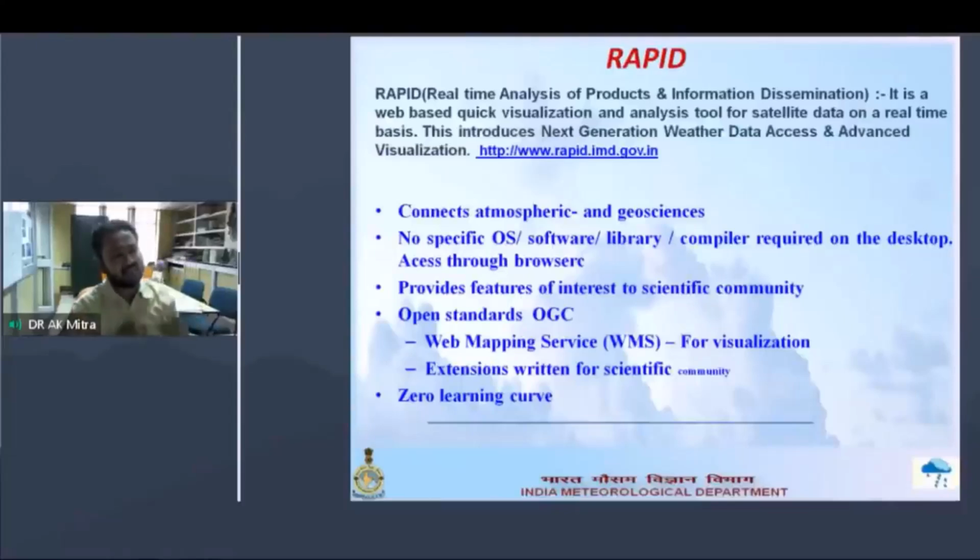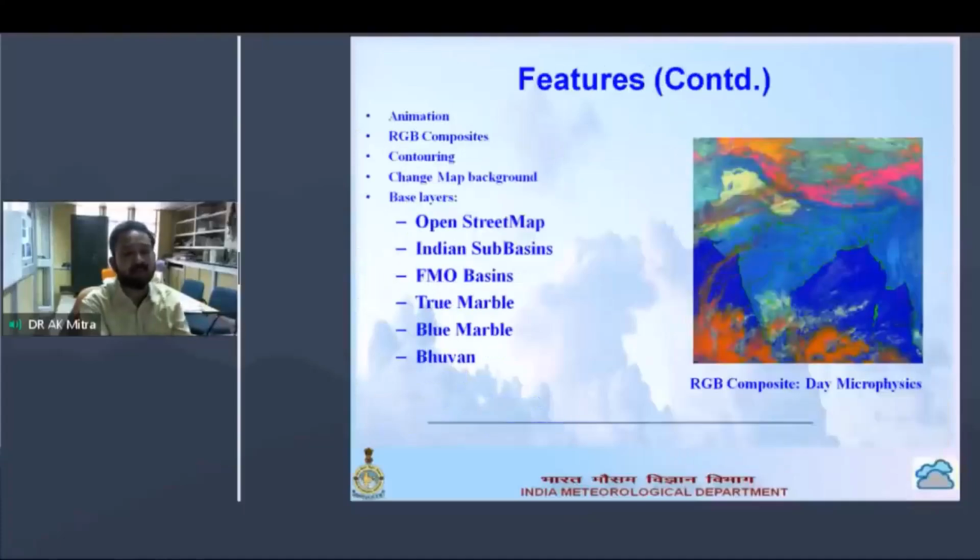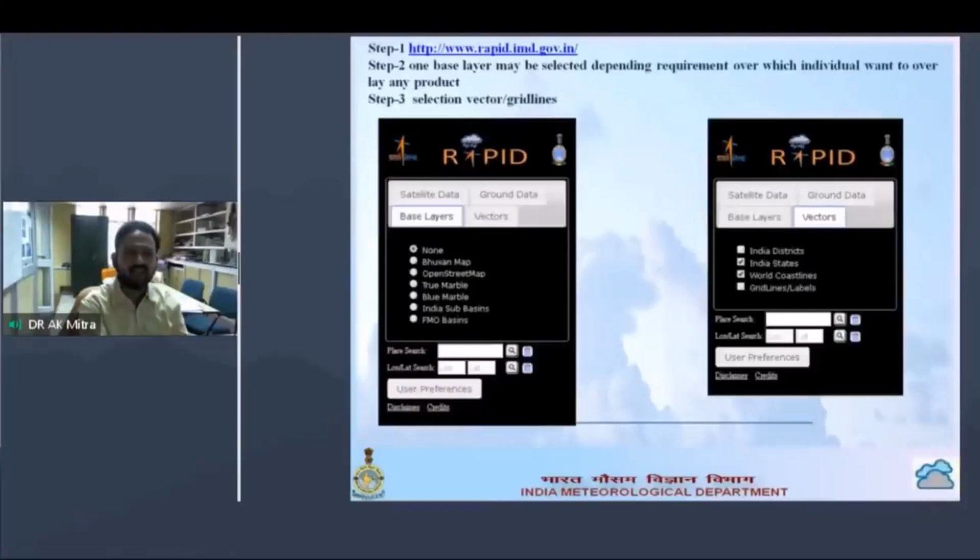Now this RAPID, I'm not going deep. This RAPID tool is one of the best tools we have developed in consultation with Space Applications Centre. We are thankful to Space Applications Centre. Whatever I'm showing you, we have features that we can analyze the pixel part, and we can see animation, RGB composition, contouring, change map background, base layer, all these things can be seen. Like in the imagery, you can see medium high level cloud, fog, and your snow can be seen.